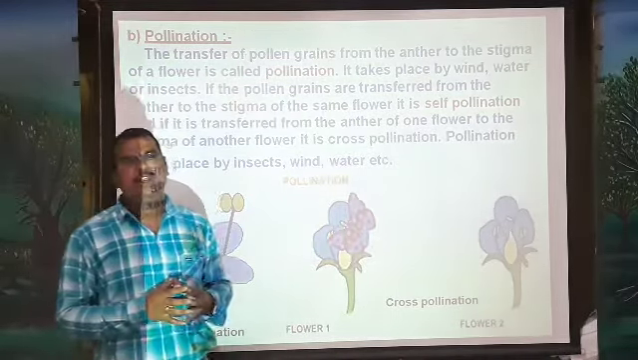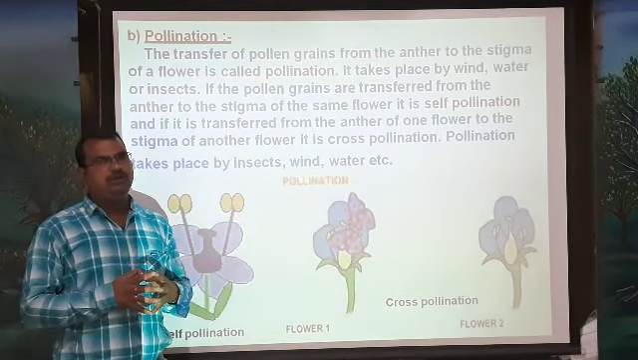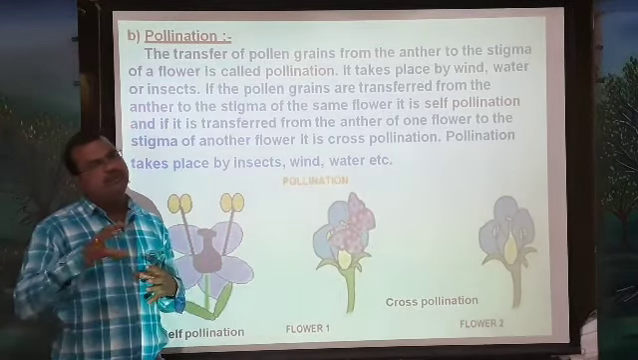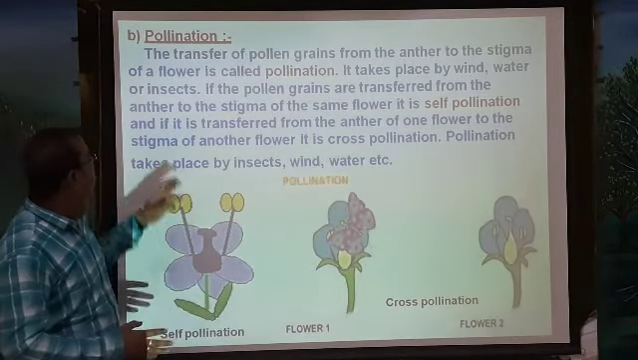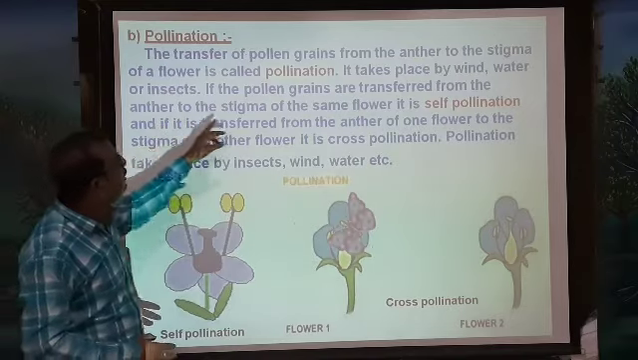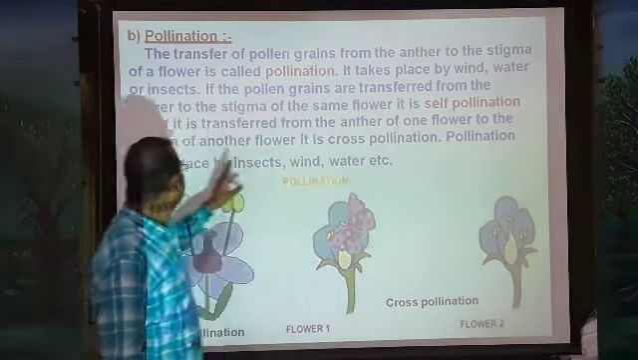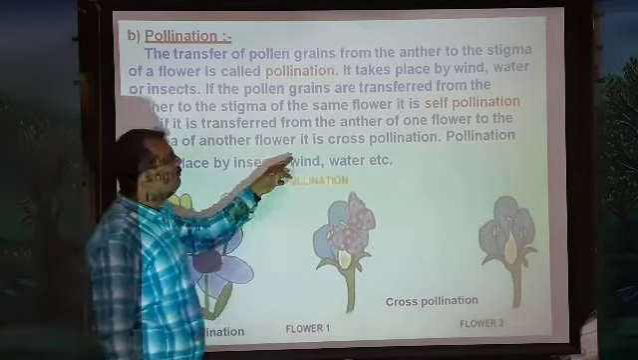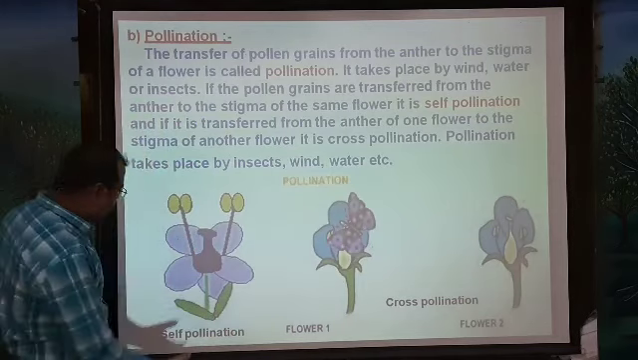What is self-pollination and what is cross-pollination? If the pollen grains are transferred from anther to stigma of the same flower, in the same flower, such kind of pollination we call self-pollination. If the transfer of pollen grains is from the anther of one flower to the stigma of another flower, it is called cross-pollination.